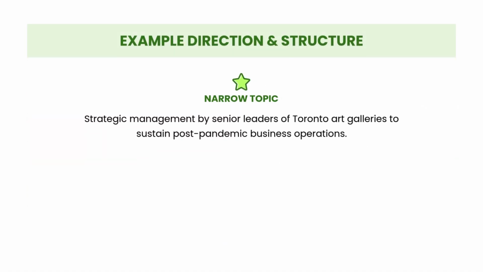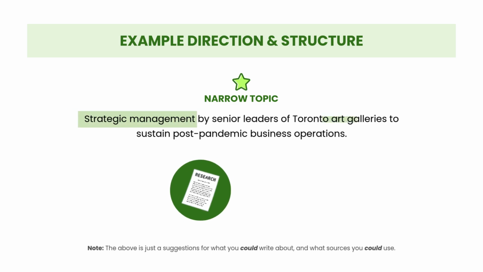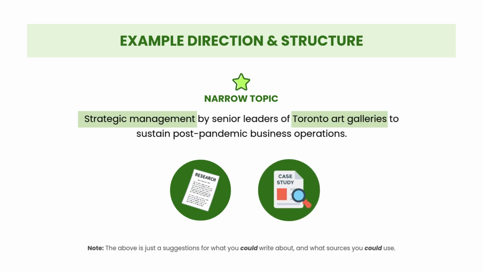Now, with my narrowed topic, I can see my research direction better. For example, I can start by explaining strategic management with a scholarly article, then show how art galleries apply it with a case study. Refining your topic is a crucial first step in the research process. With your focus narrowed and your ideas clarified, you're ready to take the next step: developing a clear and targeted research question. Explore our collection of videos and online resources to guide you through this and other key stages of the research process.